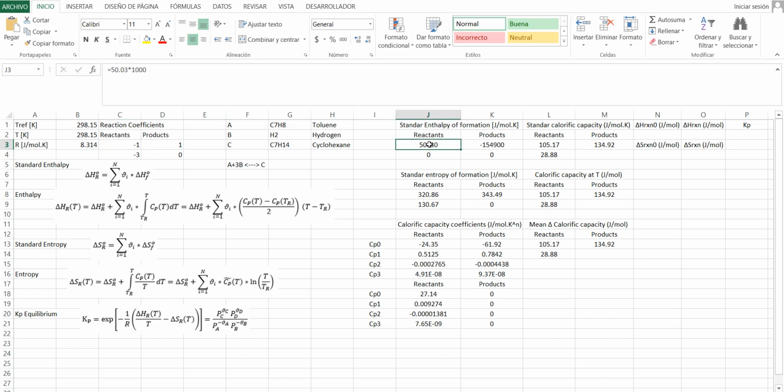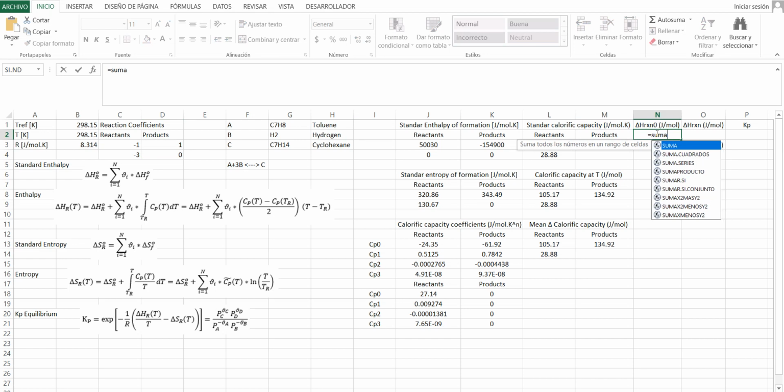Then what we are going to add to that, this stoichiometric coefficient, we are going to multiply it with this standard enthalpy of formation, and that we are going to add this stoichiometric coefficient multiplied by this standard enthalpy of formation. That is what this sum means. Really important for this sum is the value of the stoichiometric coefficient, that it's negative for reactants and positive for products.